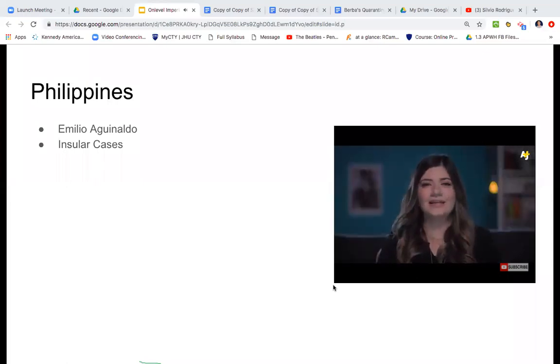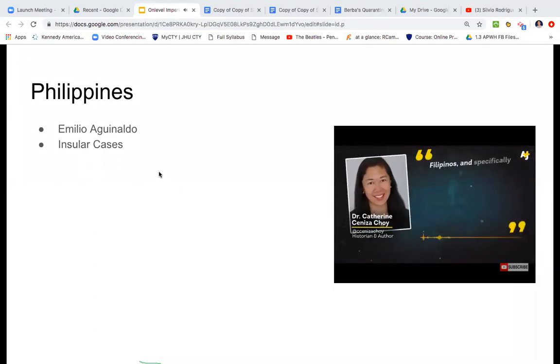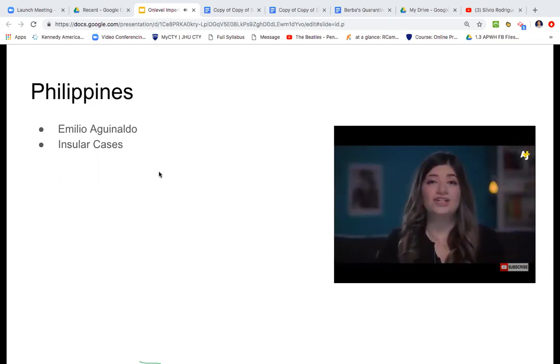Now, it's easy to think of the Philippines as all the way over there. Right over here. But Dr. Catherine Ceniza Choy, who wrote the book Empire of Care, says that imagining Filipinos as simply foreigners actually erases a history between the countries. Filipinos, and specifically certain groups of Filipino immigrant workers, like immigrant nurses, are not foreigners in the way we tend to think about foreigners. They actually have historical interaction with Americans. And that interaction begins like so many other immigrant interactions, with colonization.